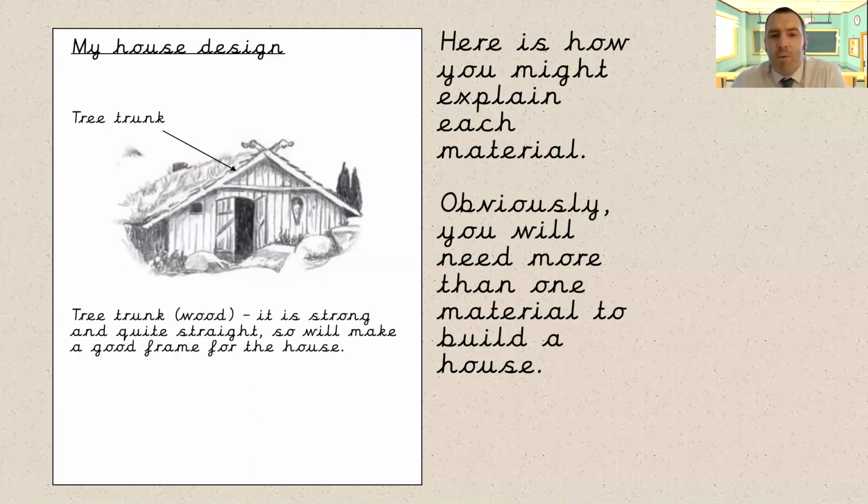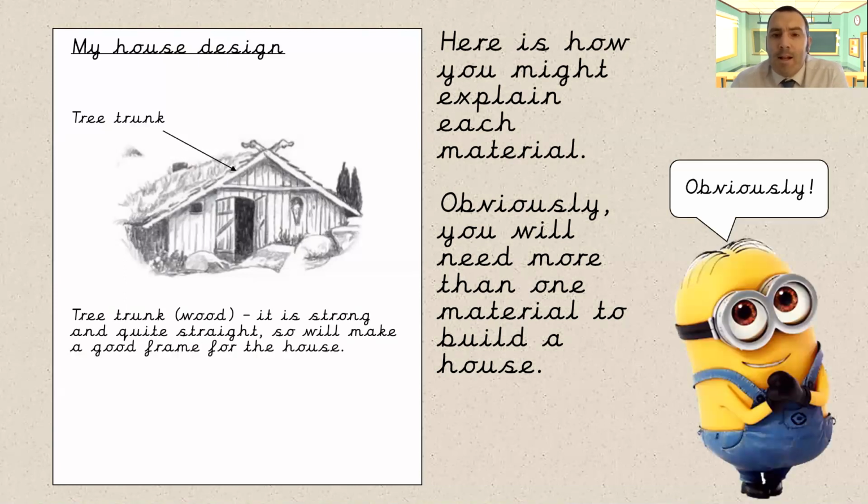Obviously, you're going to need more than one material to build a house. You can't build a whole house out of one tree trunk. You will need to think of the materials you're going to use. So use the list you made before. Feel free to magpie some of the suggestions I made as we talked through the pictures. See what you can come up with. As it says, obviously, you're going to need more than one material. So make sure you've given lots of thought to the materials you're using and why you've chosen those materials.